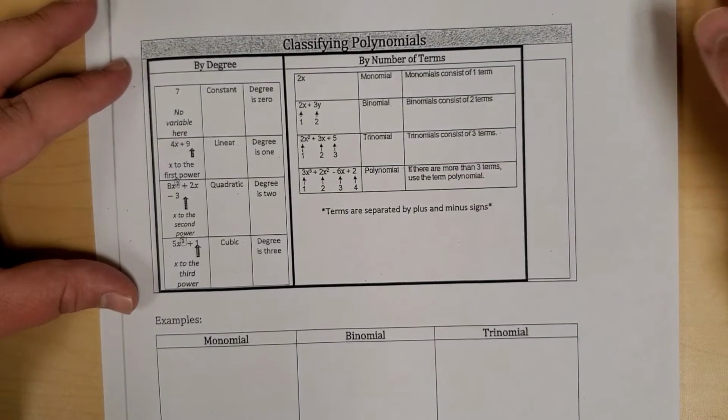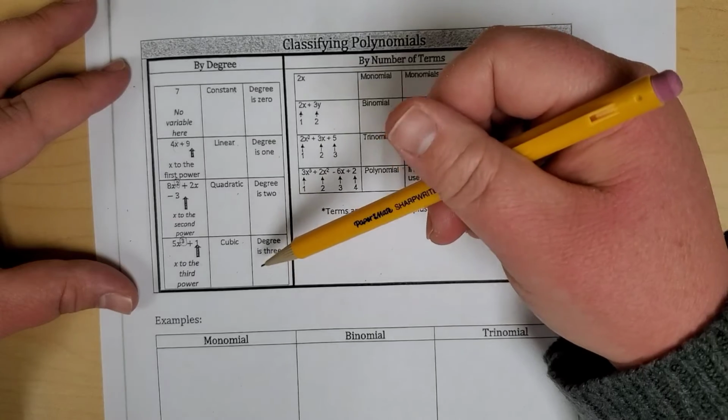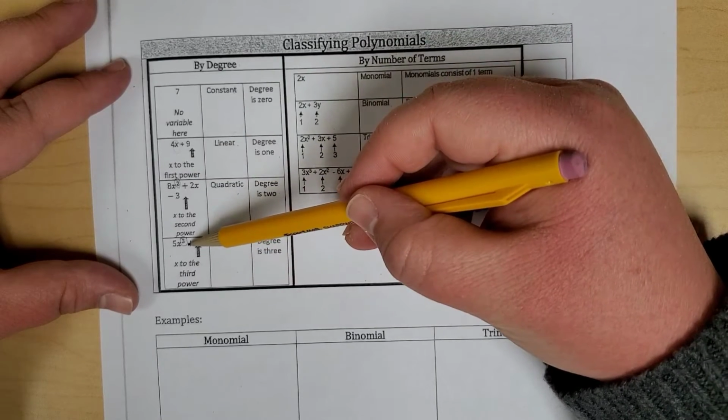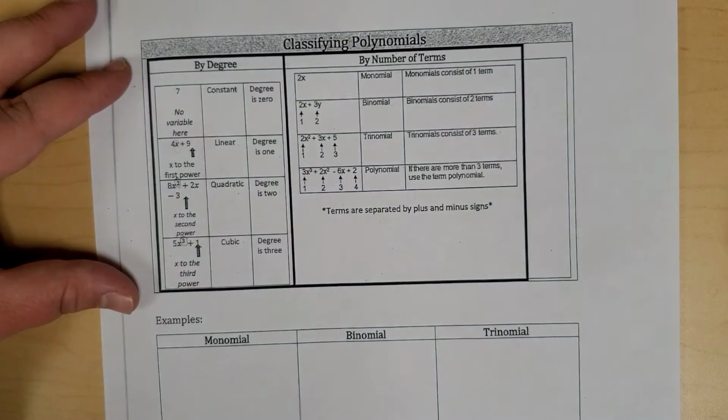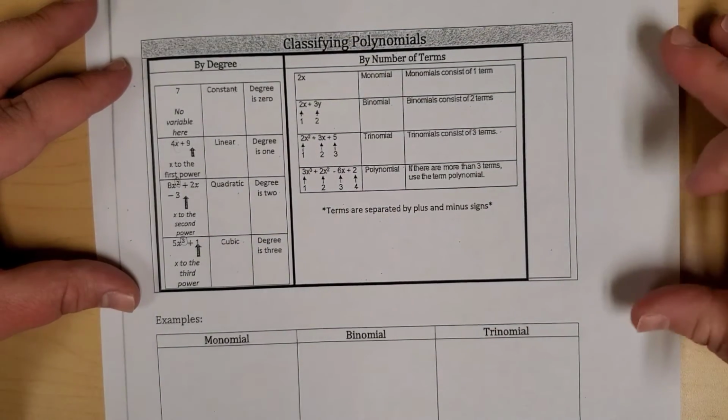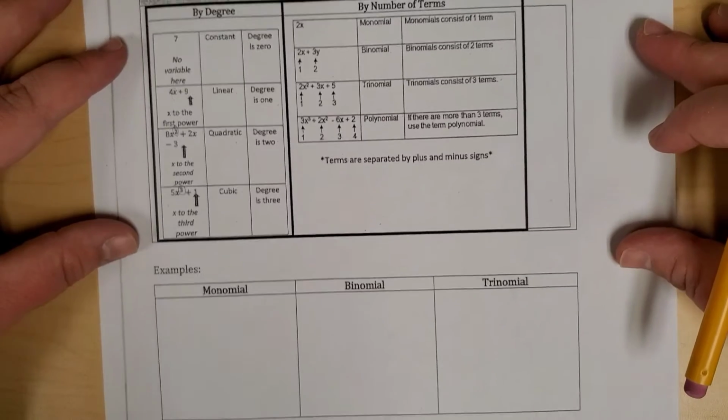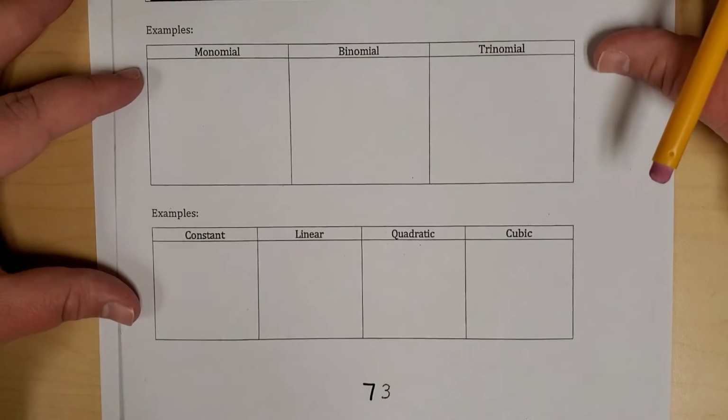Now, one thing I do want to note, sometimes you may see a polynomial that has an exponent bigger than 3. Those we just call by their degree. So if the biggest exponent is 6, I would call it a 6th degree polynomial. All right, so let's take a look at some examples here.